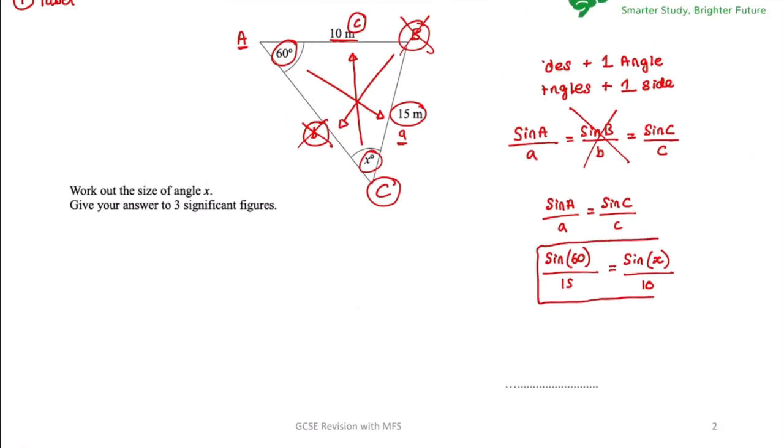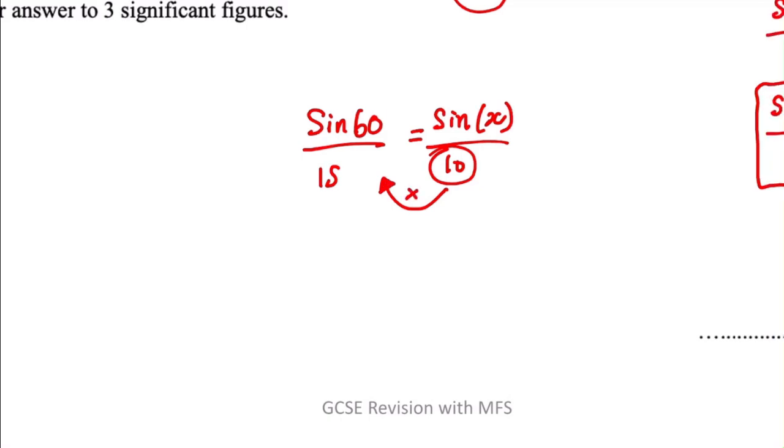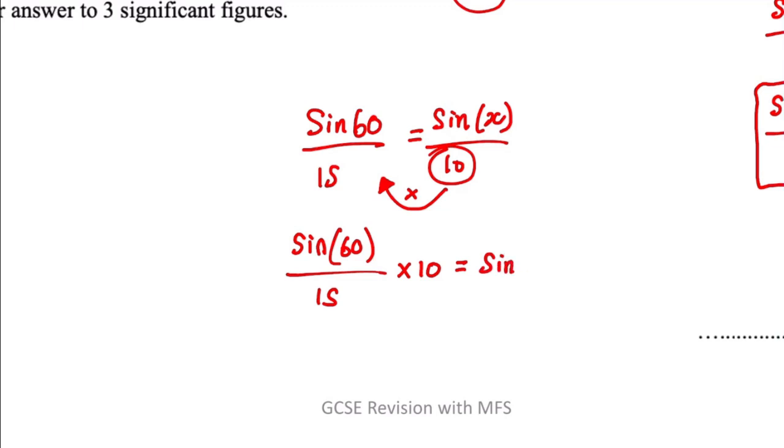Now we've got this, we're just going to rearrange the equation. We have sine 60 over 15 equals sine x over 10. We want sine x to be by itself, so we need to get rid of this divide by 10. We need to do the opposite, so we multiply to the other side. We're left with sine 60 over 15 multiplied by 10, and that leaves us with sine x on this side.